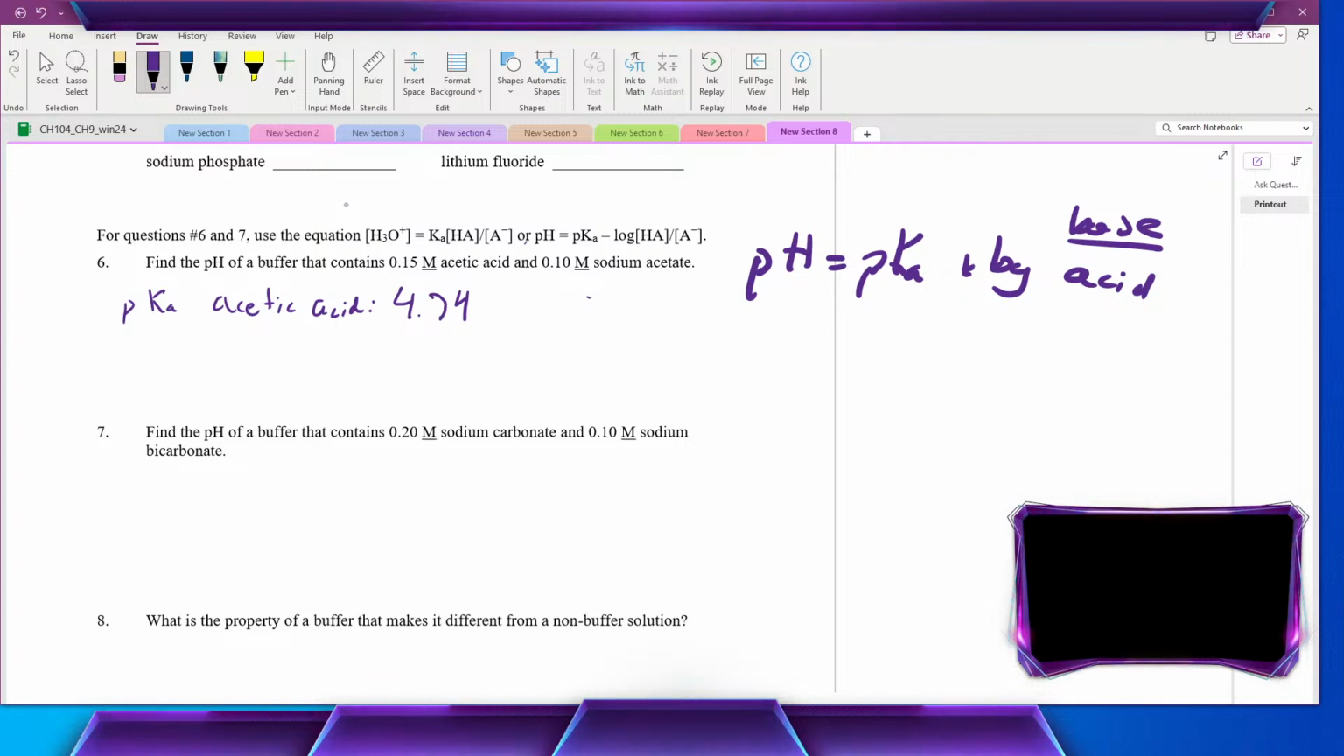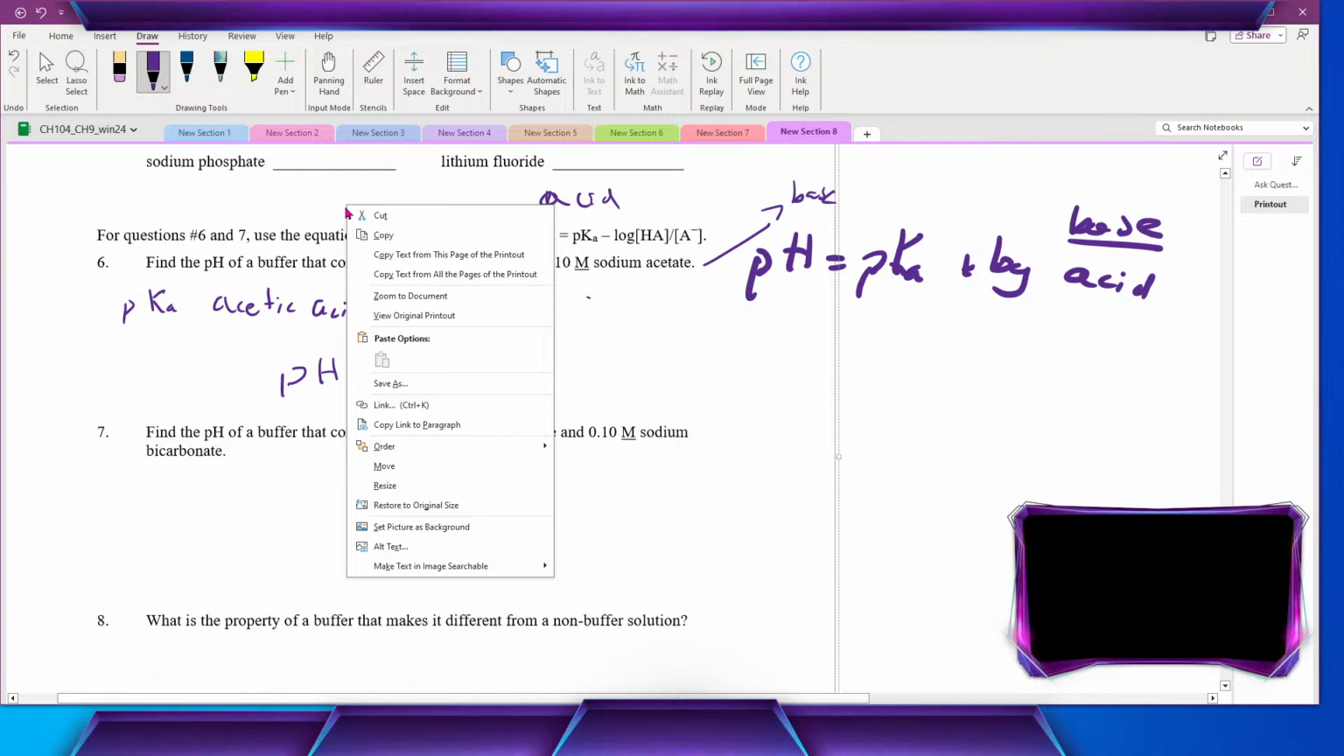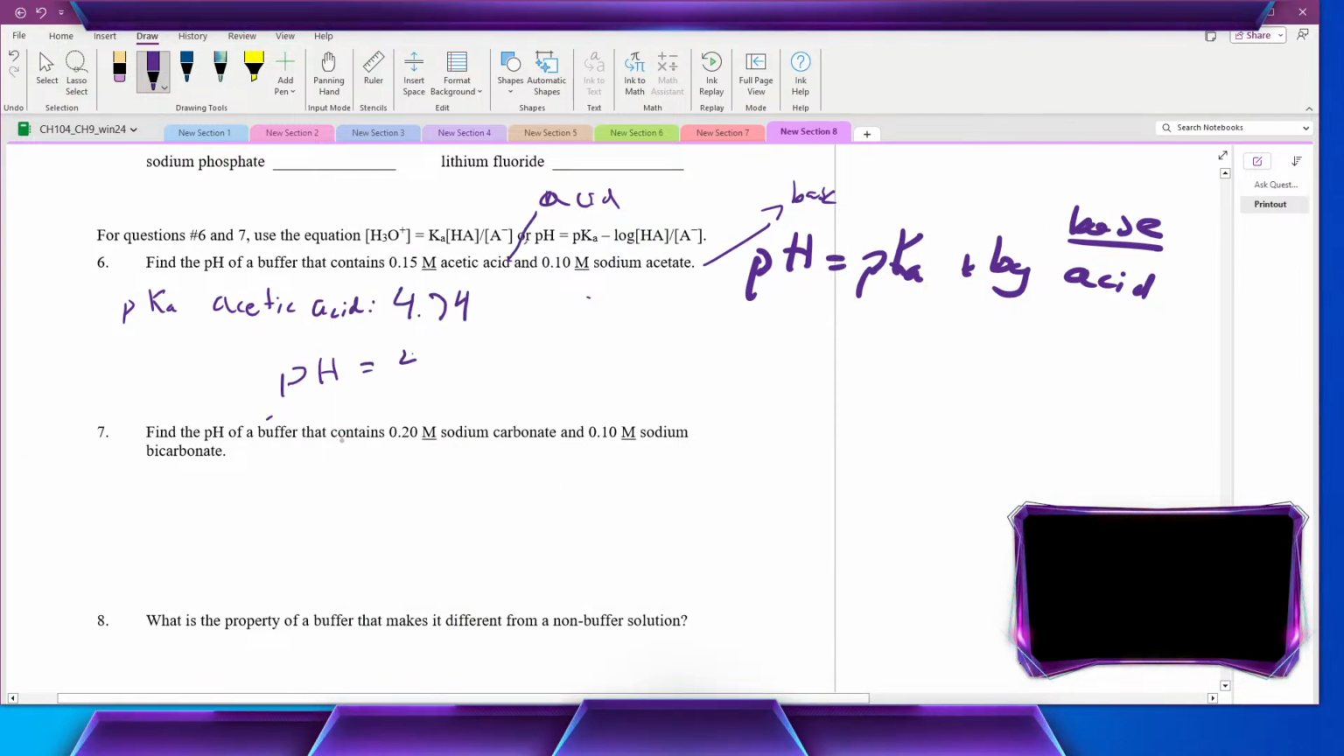And now we can look and identify who's who. So acetic acid, this is our acid. Sodium acetate, that's going to be the base. So that's the amount we put in. And now I plug this into our formula. So our pH is equal to 4.74 plus my log. And again, I'm using base over acid. So base 0.1 amount over 0.15.